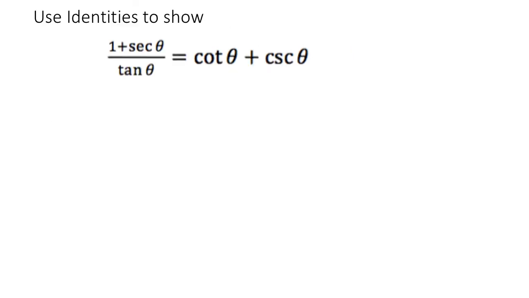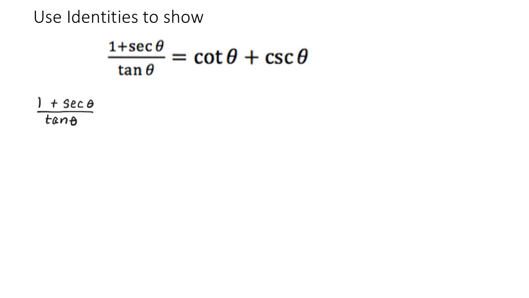Okay, for my last example, I'm trying to show that 1 plus secant of theta, all divided by tangent of theta, is equivalent to cotangent of theta plus cosecant of theta. So again, I'm going to start on one side, and I'm going to use simplification techniques, algebra techniques, and identities until it looks like the right side of my equation. So the first thing I'm going to do is just rewrite my left side.